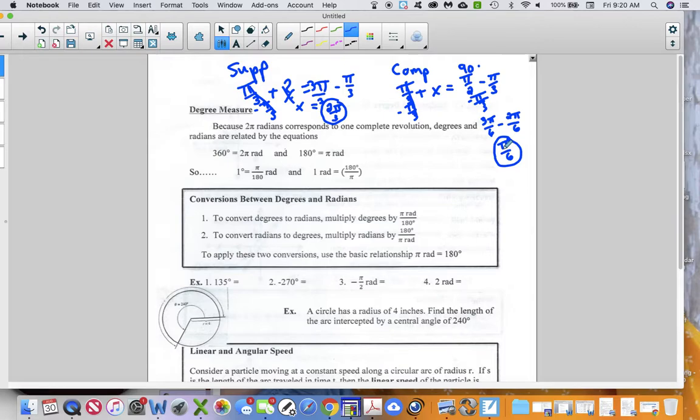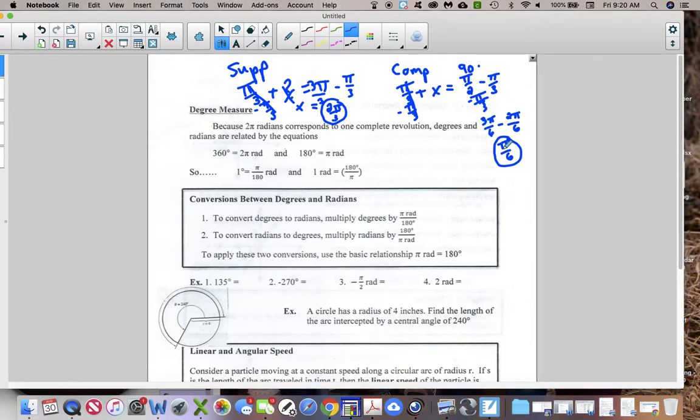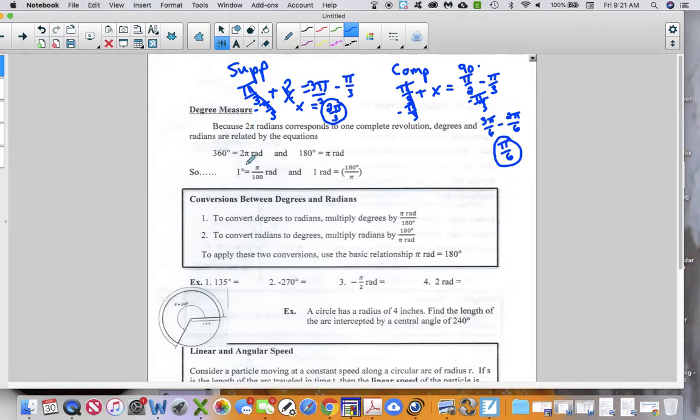I know I went through that really super fast, and if you have questions, rewind the video and go through that a little bit slower. That's complement and supplement, and how those two fit together.